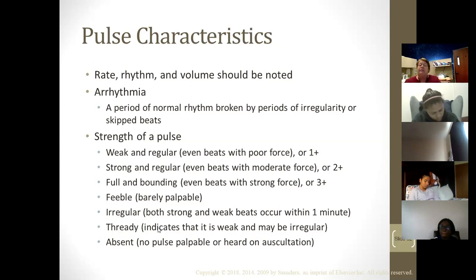And then the volume. Is it like bounding where you can basically see the pulse pounding on the hand? Or is it really thready and you can barely feel it? Okay, that's the volume.